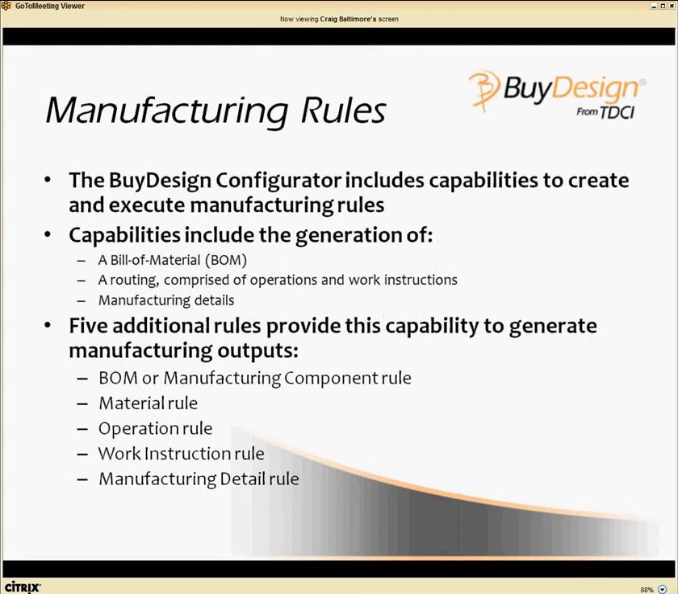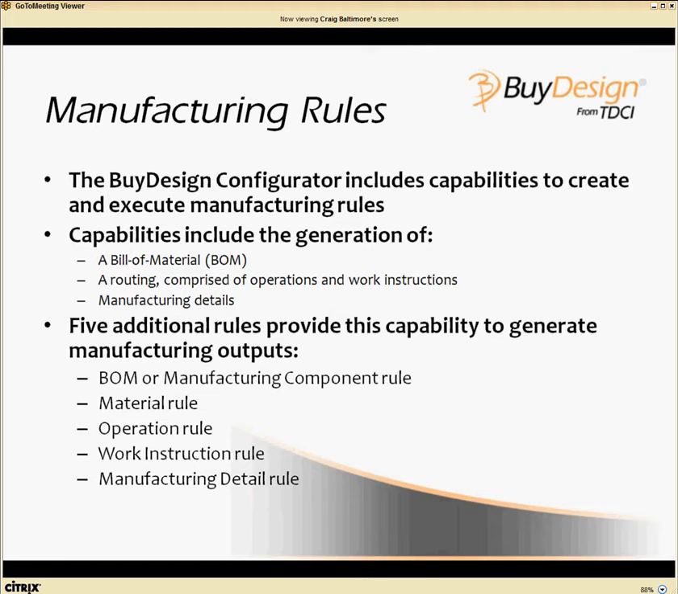All right, the By Design Configurator includes capabilities to create and execute manufacturing rules. These capabilities include the generation of bill of materials, routings, which can comprise of operation and work instructions. Sometimes I tell people to think of work instructions as comments. Also, we have the ability to do manufacturing details.